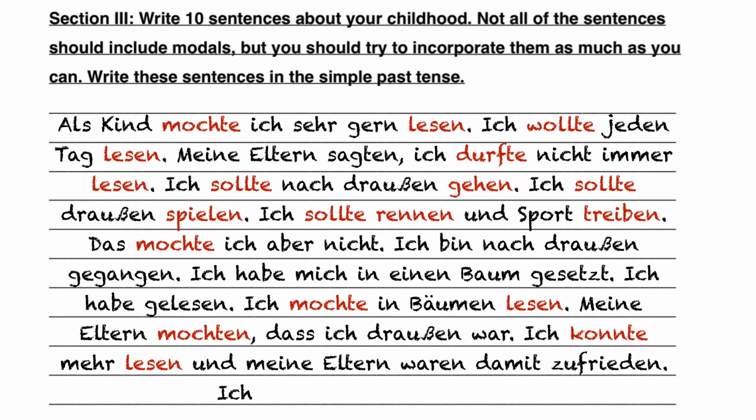Ich mochte in Bäumen lesen. I liked reading in trees. Meine Eltern mochten, dass ich draußen war. My parents liked that I was outside. Ich konnte mehr lesen und meine Eltern waren damit zufrieden. I could read more and my parents were happy with that. Ich durfte draußen lesen. I was allowed to read outside.